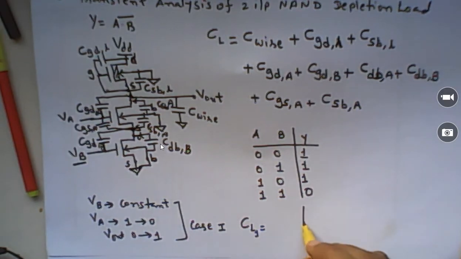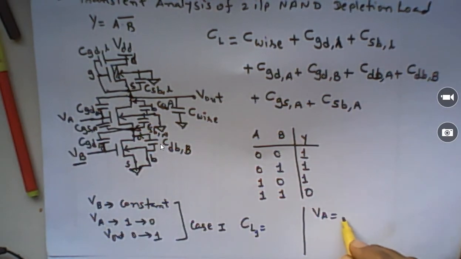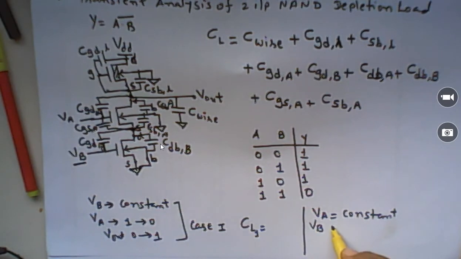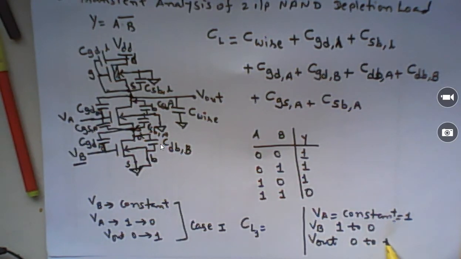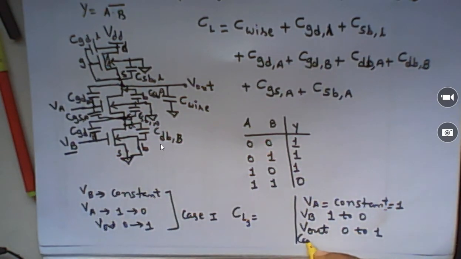Now let's take case 2. In case 2, we keep VA constant, 1 as it is, but VB is going to change from 1 to 0. When VB changes from 1 to 0, it makes the output change from 0 to 1.